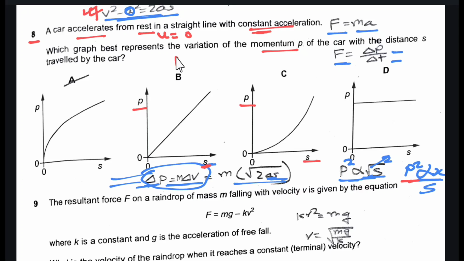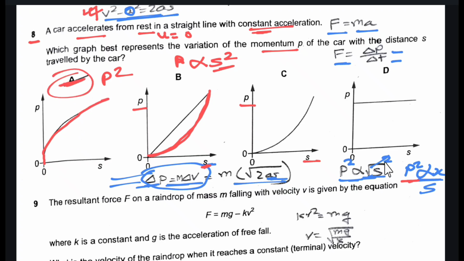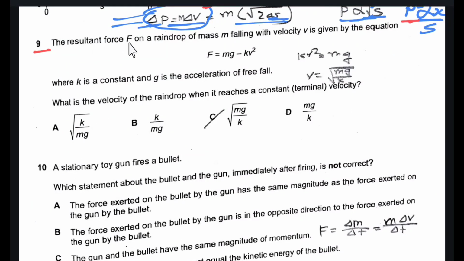But if we suppose that it is momentum against distance squared, then instead of being a straight line, it would slightly tilt towards the distance axis. That is, whichever quantity is squared, the graph would tilt towards that side. If it is s squared, it tilts towards the s side, and if it is momentum squared, it tilts towards the momentum side. And this is graph A that we get as our answer, since it is momentum squared, so it will tilt towards the momentum axis.